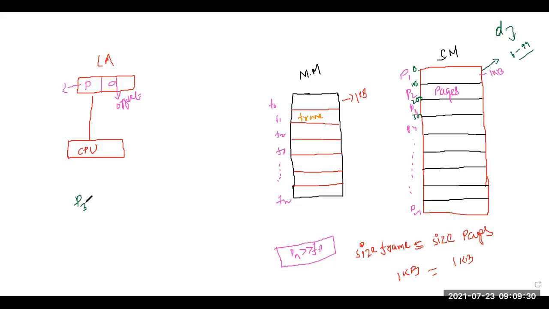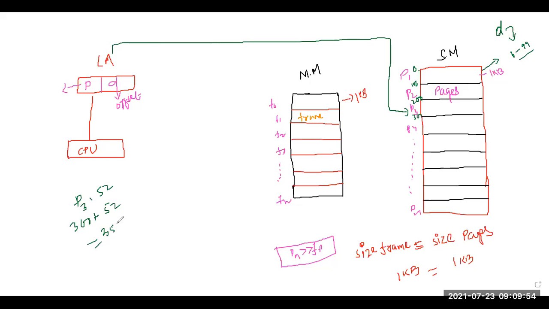Now suppose I generate page number 3 and offset address 52. This is the logical address. It will go to page number 3, whose base address is 300, and simply add the offset address. The offset address is 52. So the actual address generated is 352. The instruction is stored at 352. So where will I search? I will start from 300, and somewhere 52 will be the instruction. This is the particular memory location which is extracted.